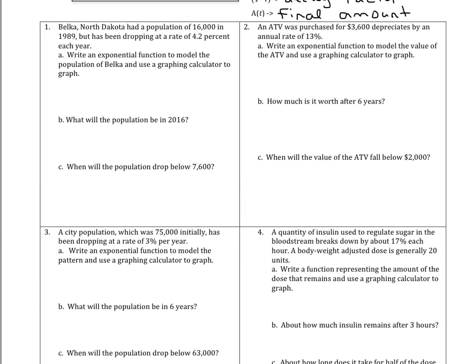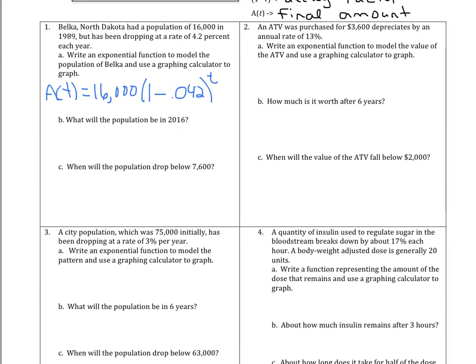We have Belka, North Dakota had a population of 16,000 in 1989, but has been dropping at a rate of 4.2% every year. Write an exponential function to model the population of Belka, and use a graphing calculator to graph it. So we're going to start off with A of t equals our initial amount, which is 16,000, times 1 minus, because it's a drop, and 4.2% is 0.042, and that is raised to the t.